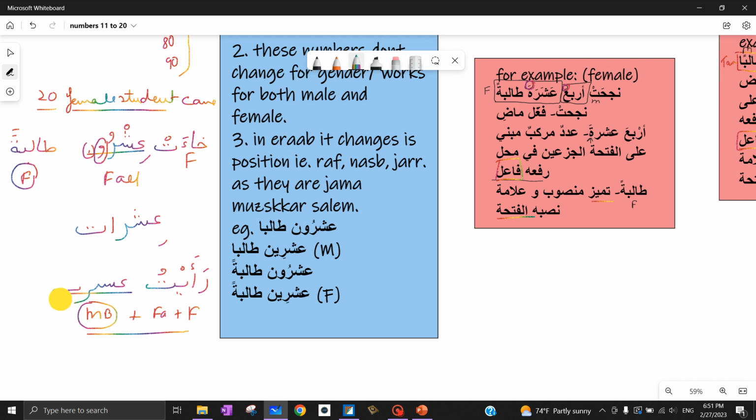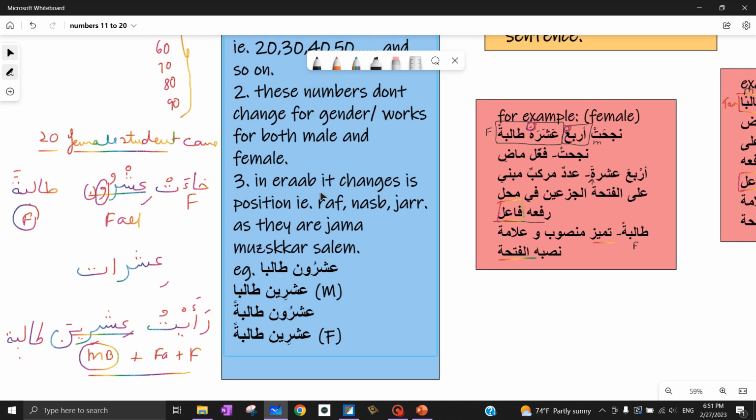Ishrina with a ya. In this case, you will follow the Arab. Ishrina talibatan. In case of a male also, taliban, you will do the same thing. Follow the Arab. Ra'aytu ishrina talibatan. Now, in case of jar case also, sallamtu ala ishrina talibatan and ala ishrina taliban. Same Arab. Okay. So, this is what is in number 20.